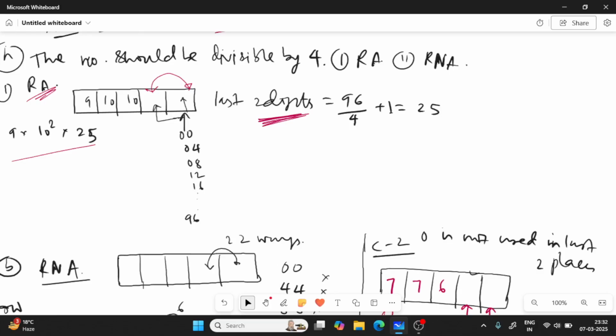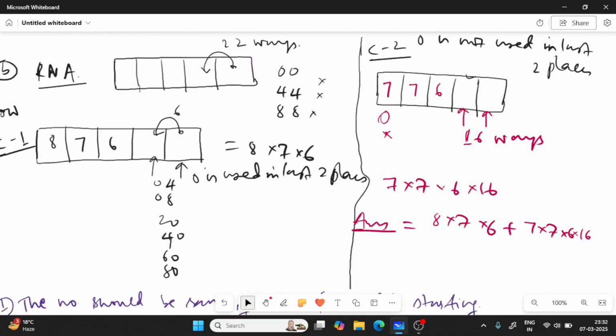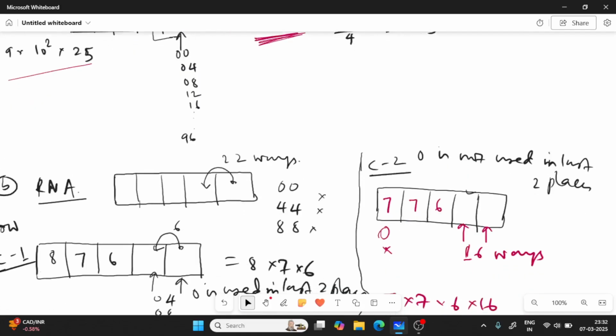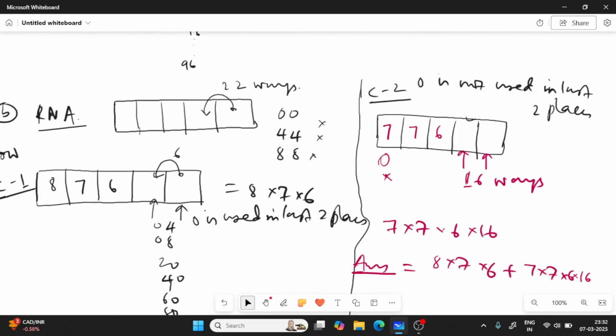And now when repetition would not be allowed, in that case we have to form numbers which are divisible by 4. So we have a total of 25 ways. And since repetition is not allowed, at these two places 00, 44 and 88 cannot be filled. So we can fill the last two places in 22 ways only.